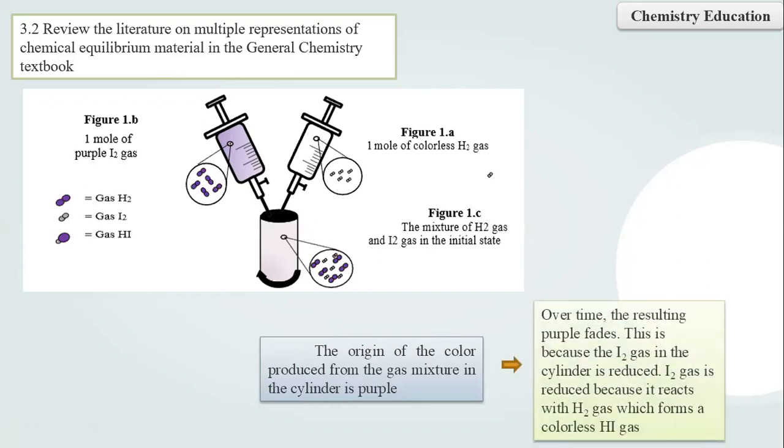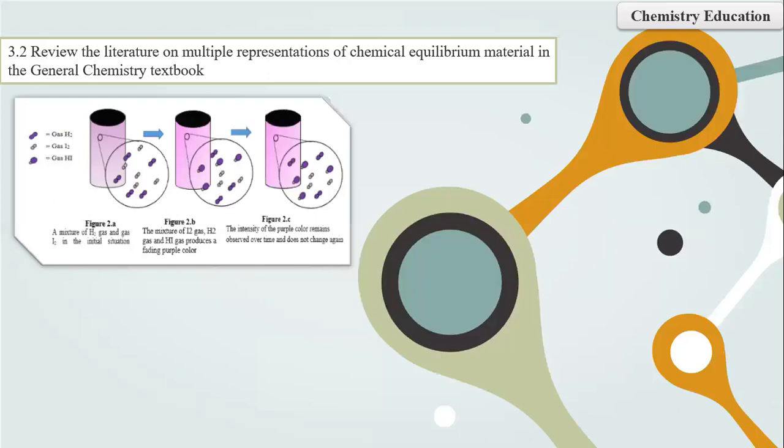Over time, the resulting purple fades. This is because the iodine gas in the cylinder is reduced. Iodine gas is reduced because it reacts with hydrogen gas, which forms colorless hydrogen iodide gas. Microscopically, hydrogen iodide was not formed initially, so that in the first cylinder there were only hydrogen gas and iodine gas. Whereas in Figure B, the color intensity of the gas in the cylinder fades. This is due to the formation of colorless hydrogen iodide gas.